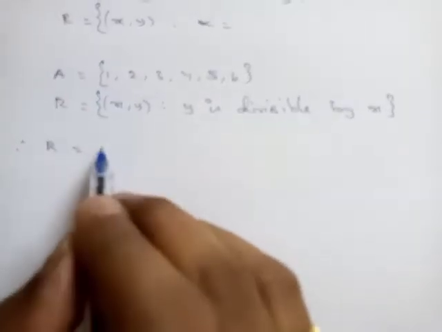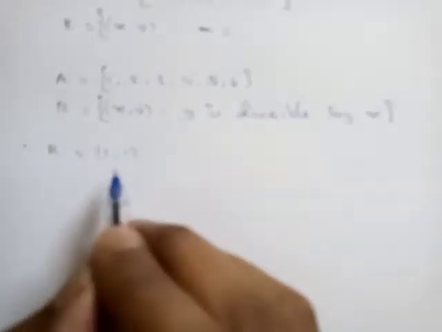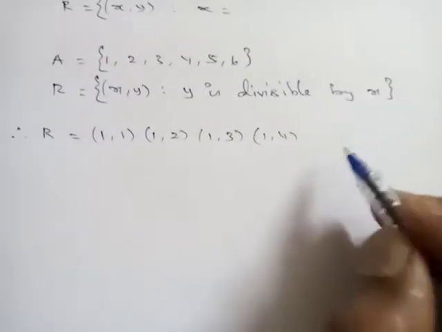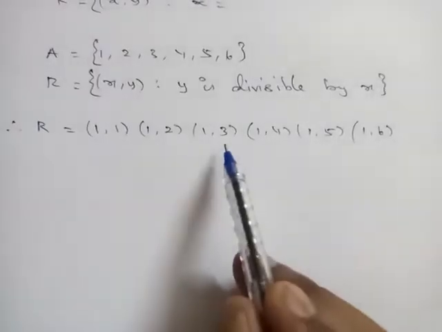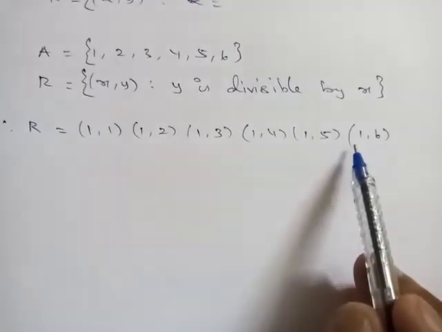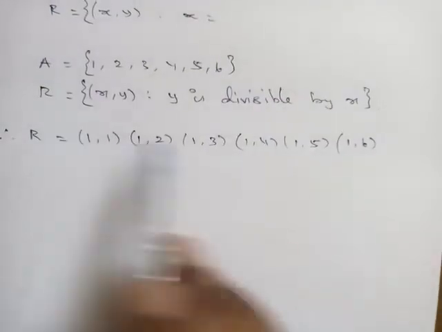For example, y is divisible by x means, if x is 1, then y also may be 1, right? Yes, see here (1, 1), so 1 is divisible by 1. Another one (1, 2), (1, 3), (1, 4), (1, 5), (1, 6), because 3 is divisible by 1, 4 is divisible by 1, 5 is divisible by 1, 6 is divisible by 1, correct? Y is divisible by x means this is divisible by this, like this we can write.